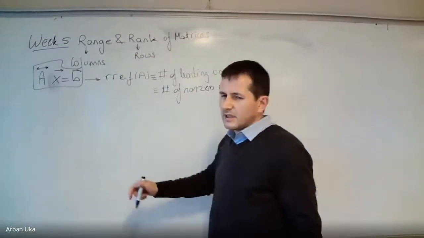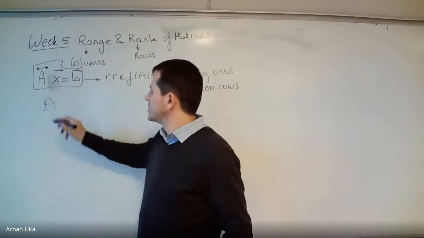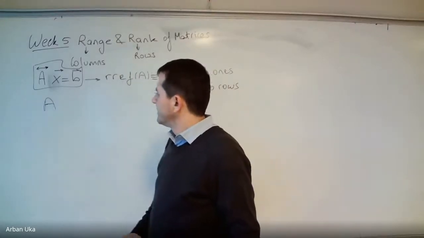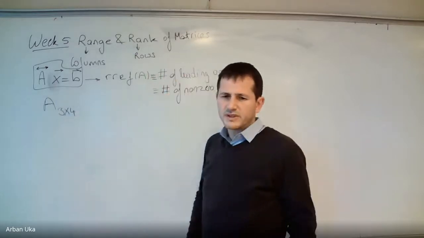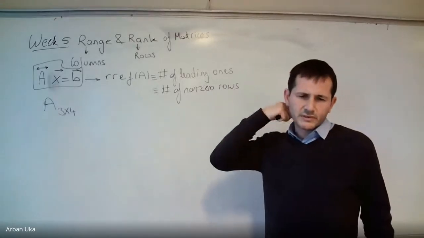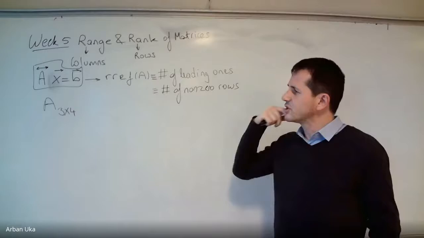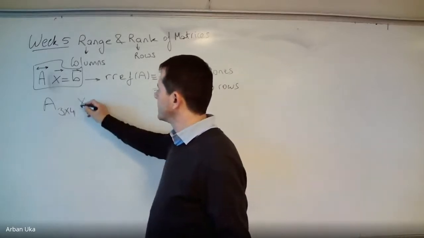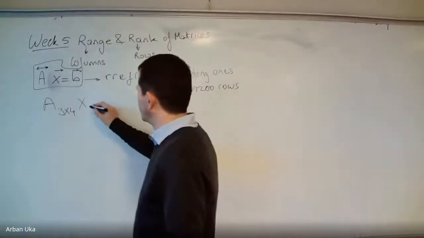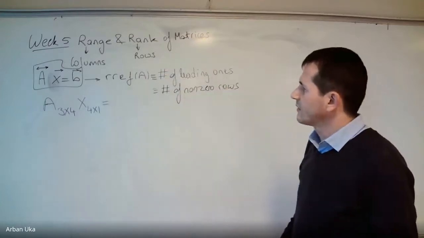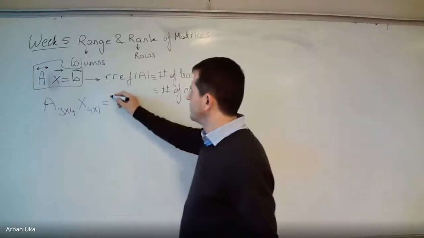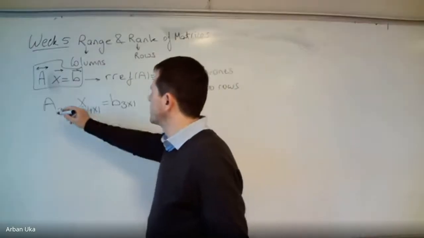So presumably, let's assume we have a matrix which is 3 by 4. If we have a coefficient matrix which is 3 by 4, what could be the vector which multiplies this matrix A? What is the dimension of this vector X? Someone can answer this? 4 by 1. Okay. Now this would be equal to B. What is the dimension of B? 3 by 1. Okay, that's true.